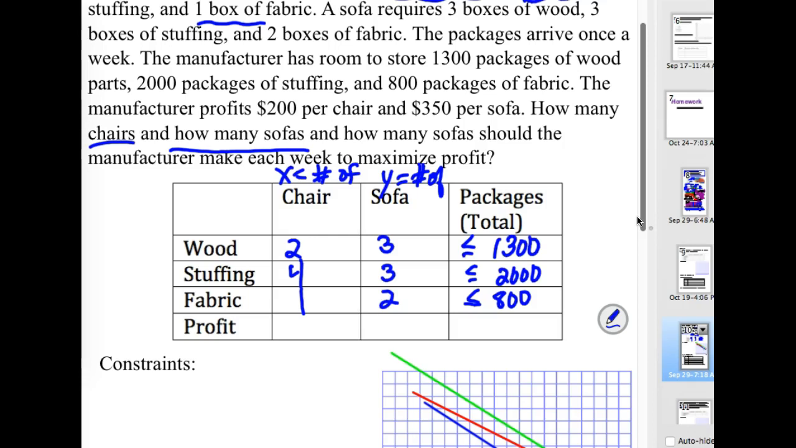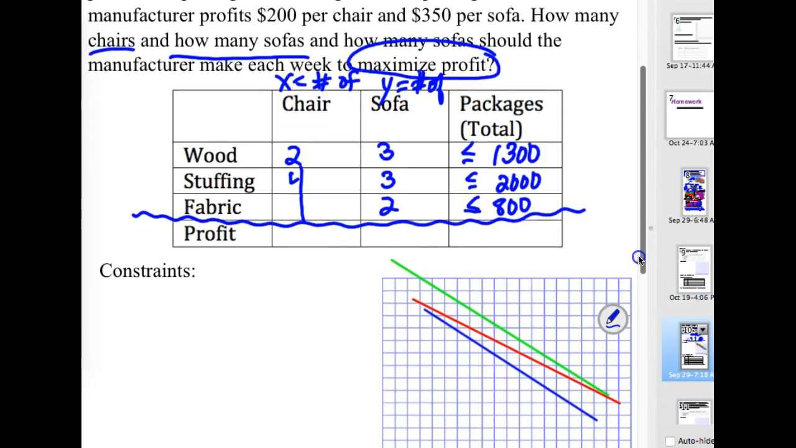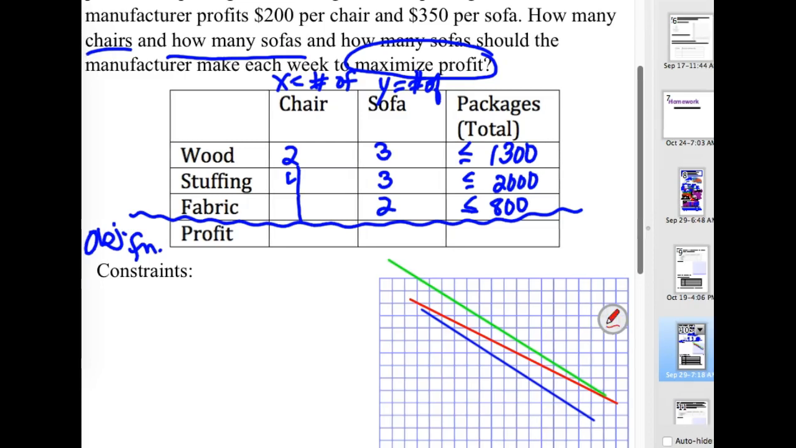Okay. Then it says we are trying to maximize our profit. So right there, ding, ding, ding, bells should be going off in your head. You're maximizing profit. That means profit is your objective function, right? That's what your objective is, to maximize profit. So I'm going to put a line here. The top ones will get me my constraints. The bottom one is my objective function. How much profit did we make on a chair? $200. How much on a sofa? $350. I'm just going to use a P for profit.